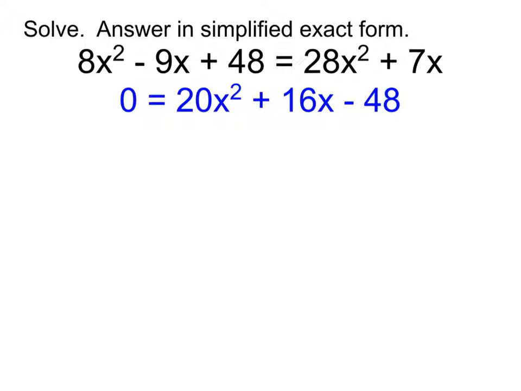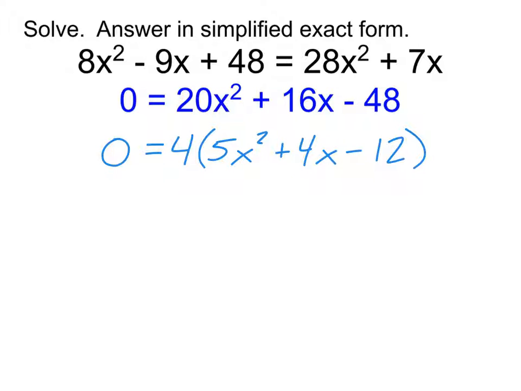And yes, there is. And so what can I divide 20, 16, and 48 by? Let's see here, I can divide them all by 2, although I can do even better than that, can't I? I can divide them by 4. And so I'm going to start by factoring a 4 out of the whole thing. And so that gives me 4 parentheses, because whatever I factor out, I need to keep track of it, write it out front there. 5x squared plus 4x minus 12.